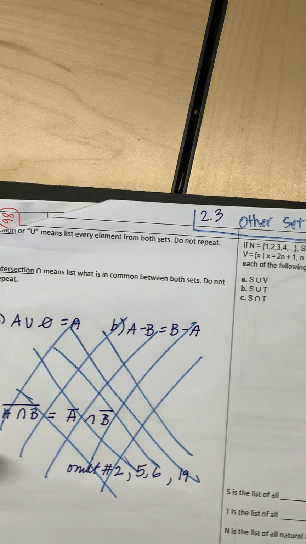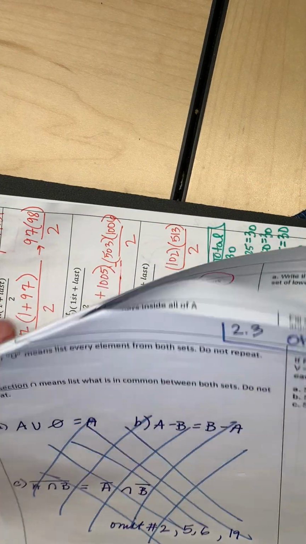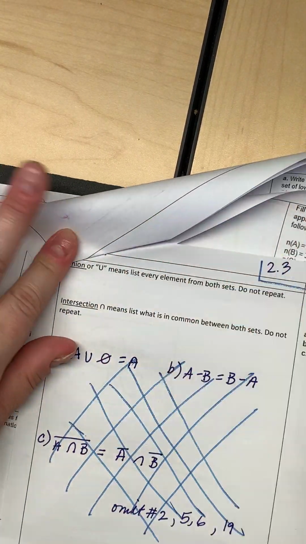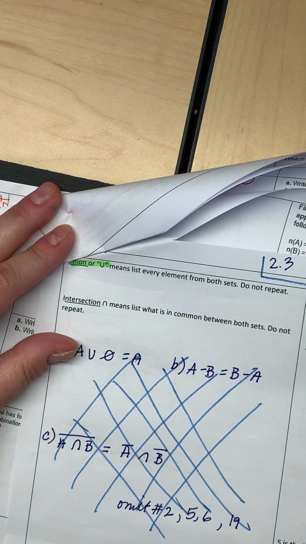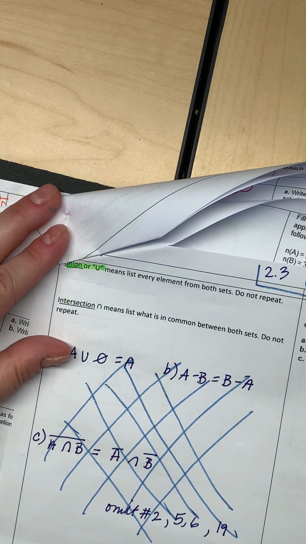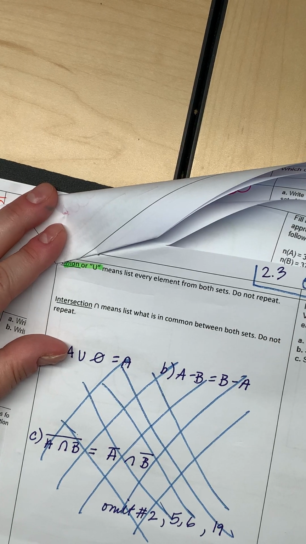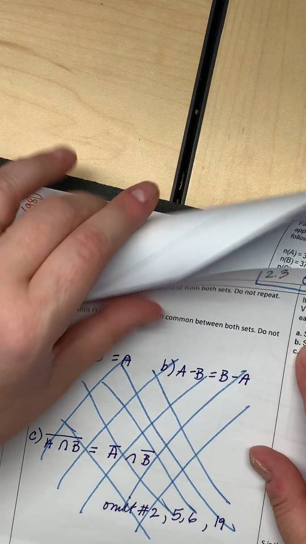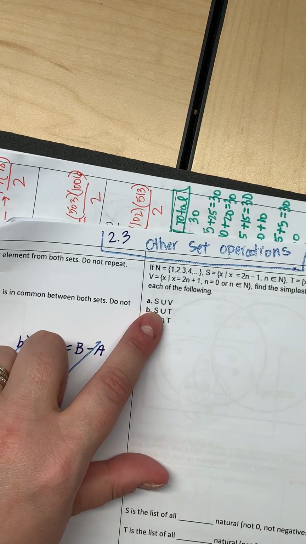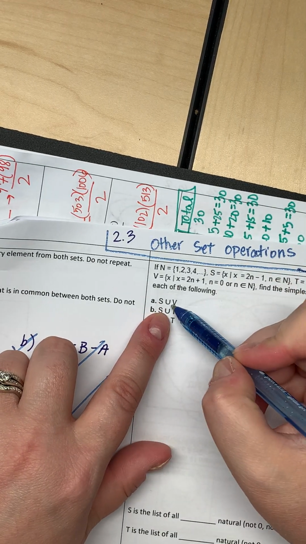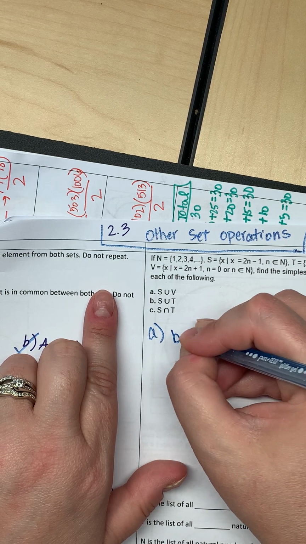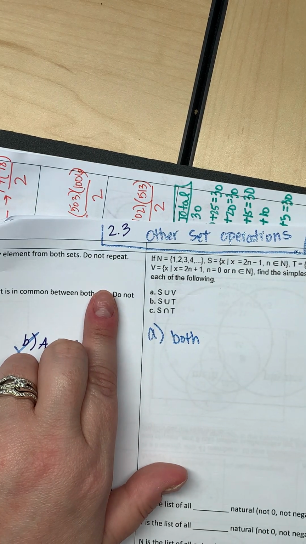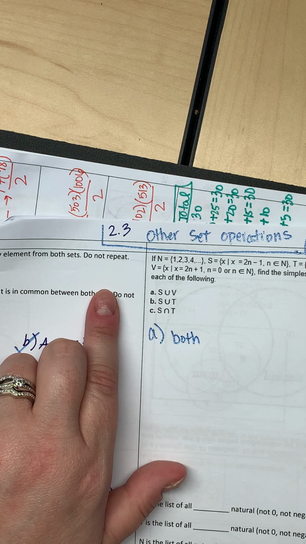But let's see. Okay, so first off in 2.3, we learned two symbols. Union looks like a U, and it means every element from both sets. So first, let's look over here at A. It says S union V. So that means both, as in everything from S and everything from V.